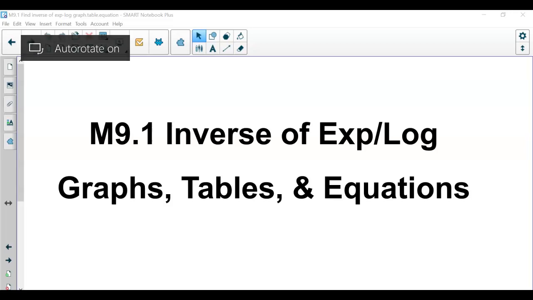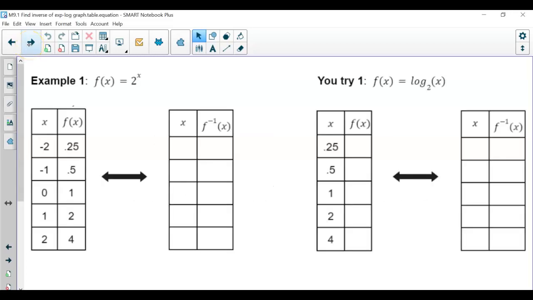In this lesson, we're talking about, again, the exponential and logarithm functions as inverses of each other, but we're going to be focusing now on the graphs, tables, and equations. So looking at Example 1 and You Try 1, before we get into it, just keep in mind that when you are identifying the inverse, we're basically swapping the x and the y values. If you recall, f of x is the same as y.